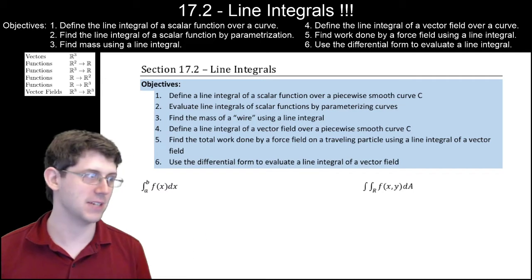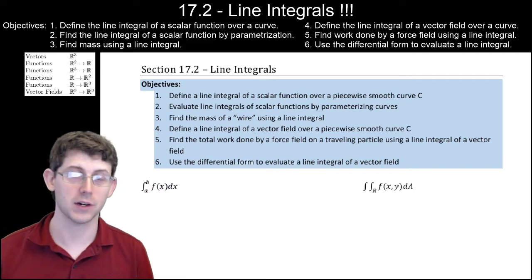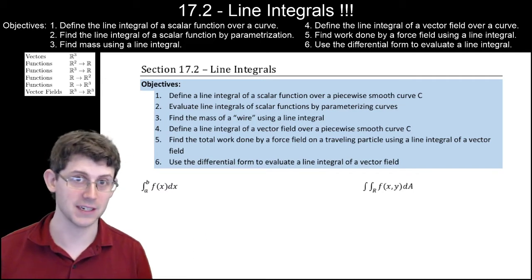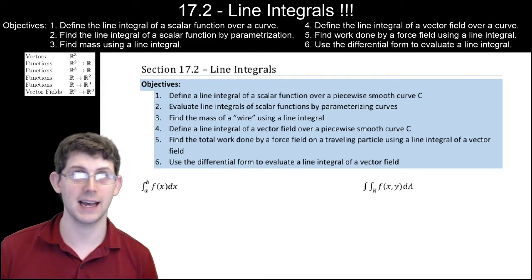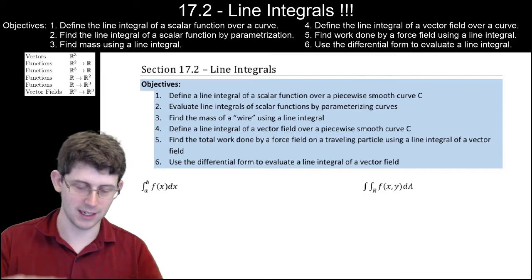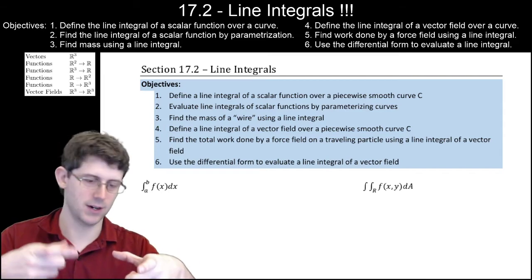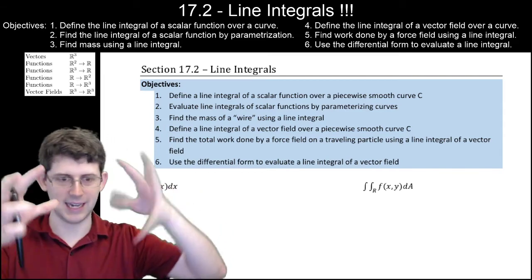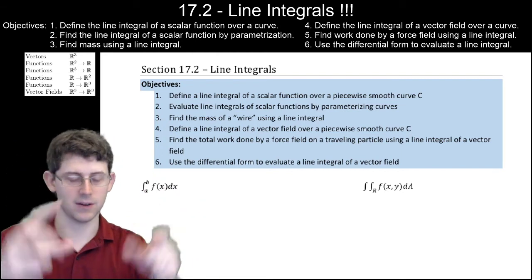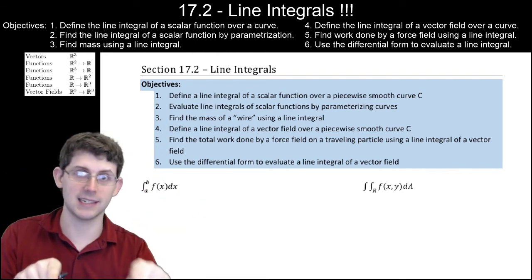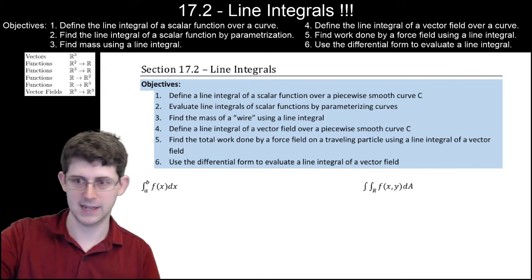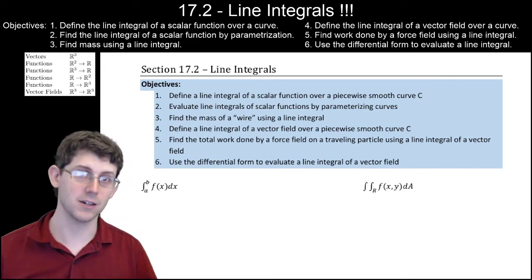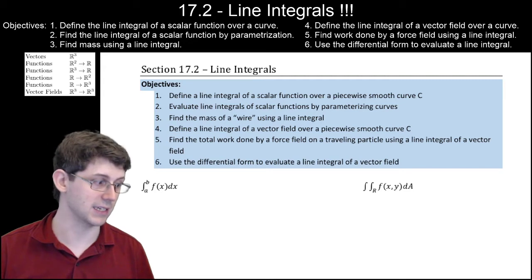Okay, what's the objective for 17.2? Well, we're going to figure out how to do a different kind of integral called a line integral, which instead of having a region in the plane that it's focused on, or a solid in space, or an interval on the x-axis, instead the integral will happen on a curve.